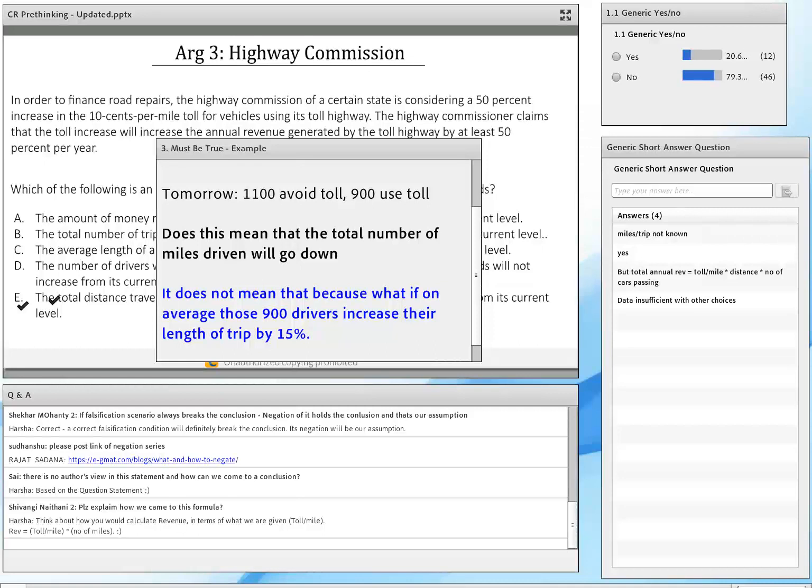Yes. But total annual revenue is told per mile into distance into number of cars. So what is distance in your equation over here? It's distance per car, right? In your formula, it's miles per trip or distance per car, either way you want to do it. If the number of cars goes down, the distance per car can go up.